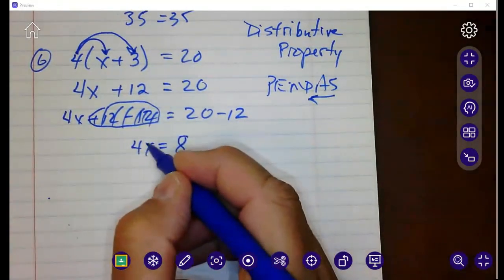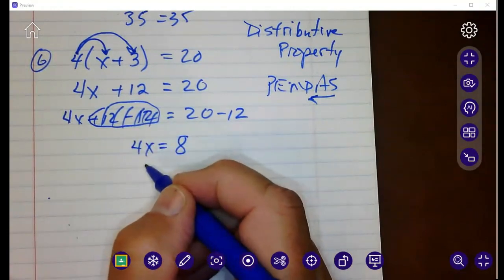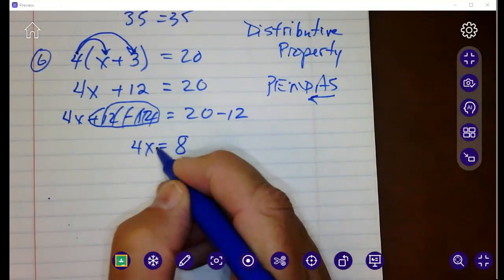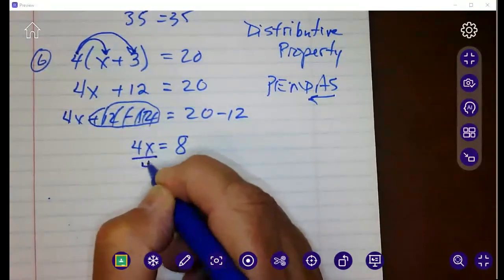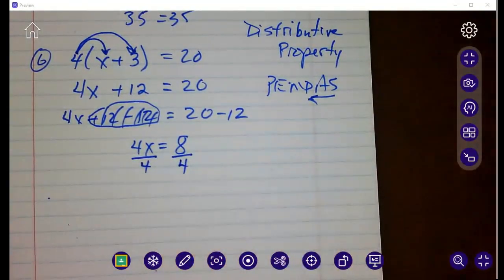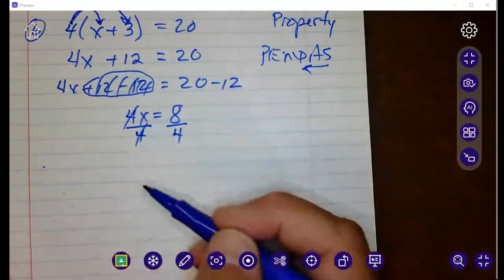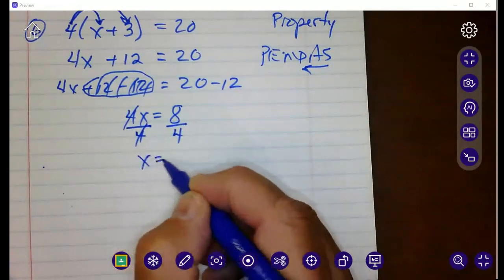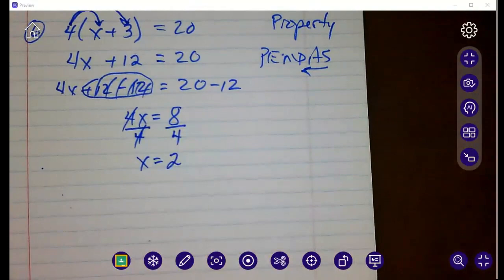Now we look at the x and we are multiplying the 4 times the x. So I need to undo the multiplication by dividing by 4. If I do that on the left, I have to do that on the right. The 4's divide out on the left side. And on the right, 8 divided by 4 is 2.